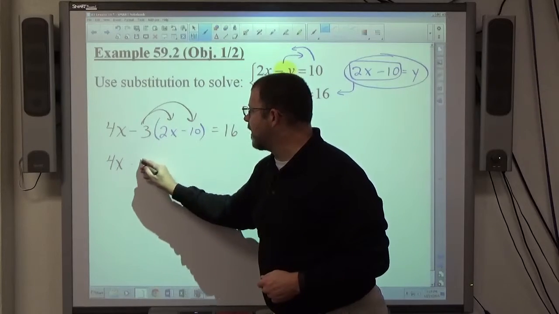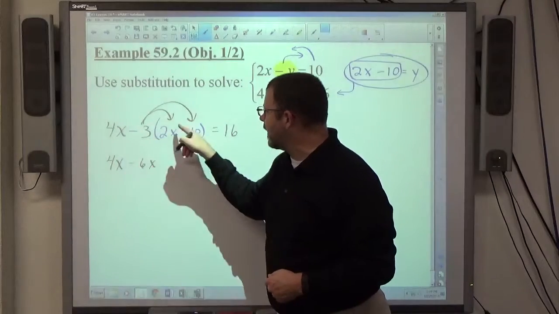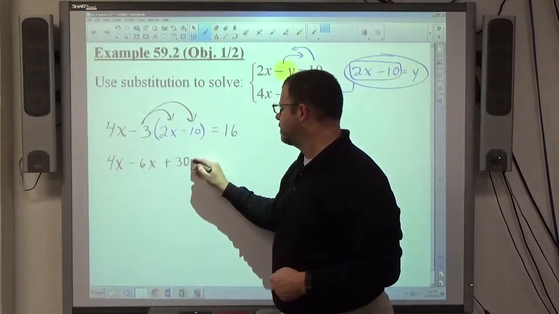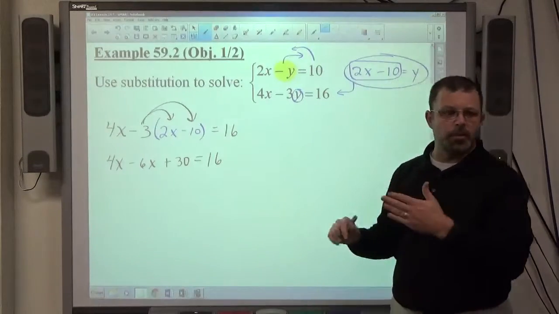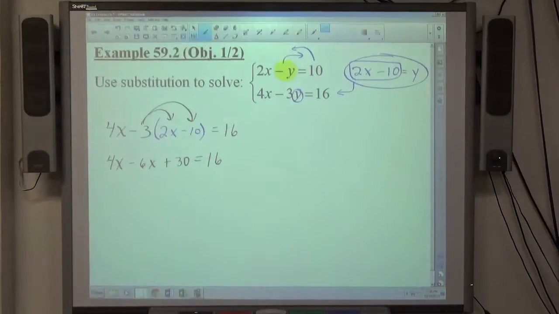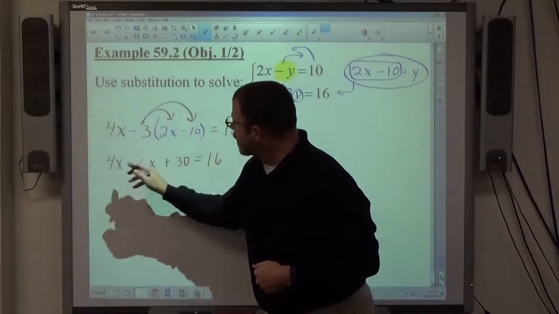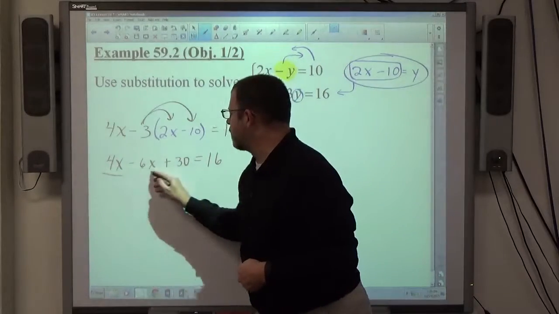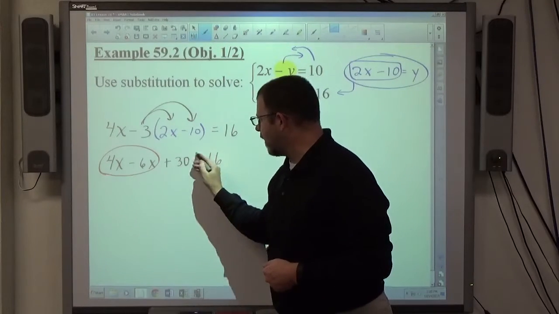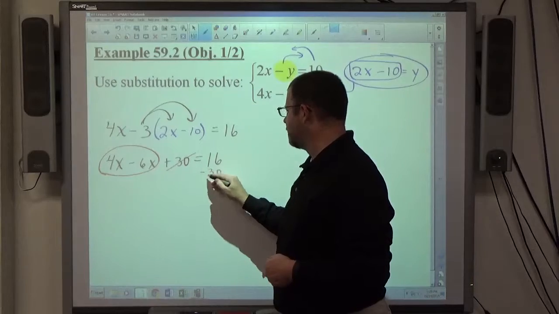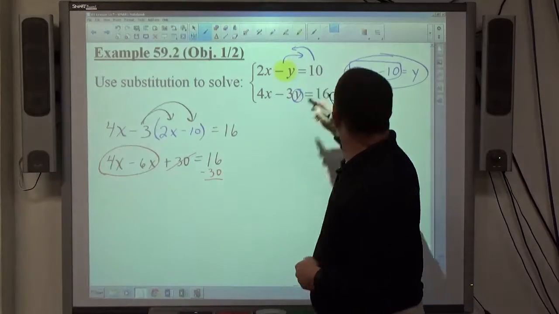Negative 3 times 2x is negative 6x, and negative 3 and negative 10 make positive 30. So be careful that when you distribute, the sign in front of the number is being distributed along with the number when you multiply. Two negatives make a positive. On the left-hand side, I have like terms of 4x and negative 6x. Also on the left-hand side, I have the 30. I'm going to move over to this side. Plus 30 moves across as minus 30.